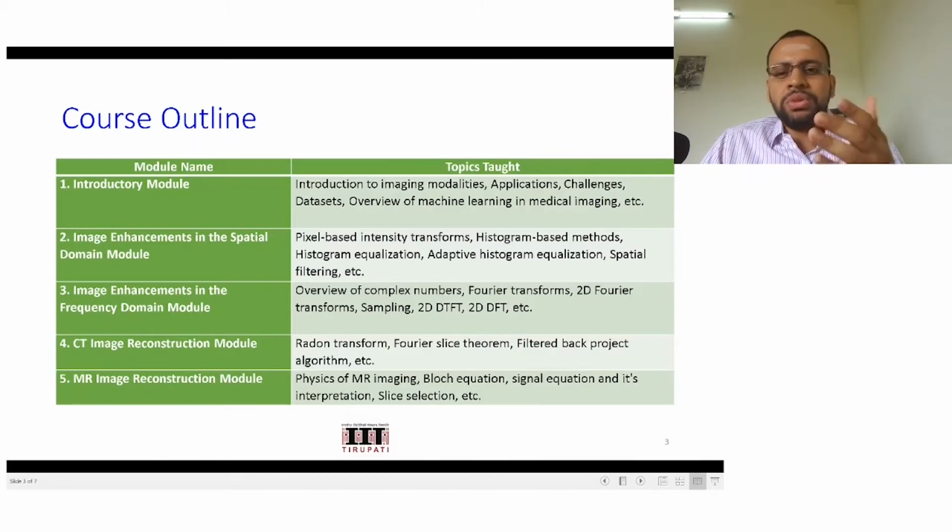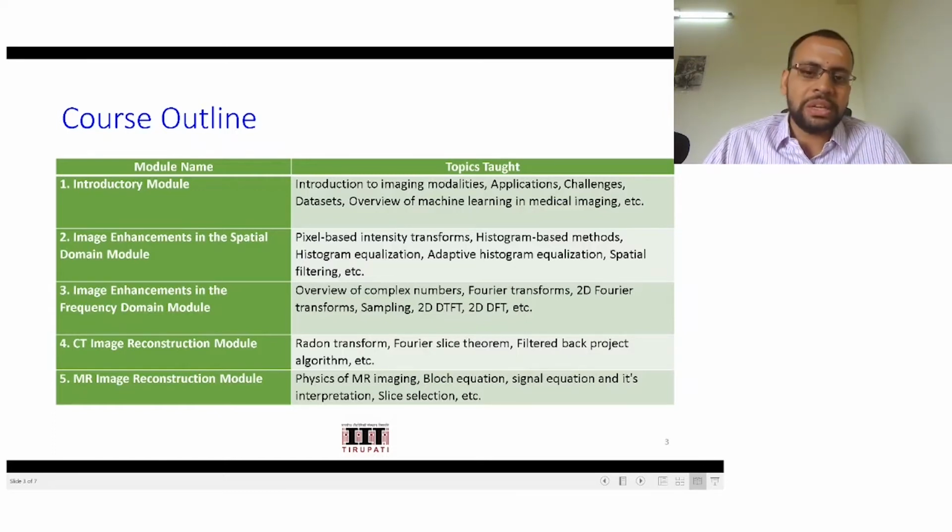And then we will again have one lecture at the end of this course where we would be talking about an overview of machine learning in medical imaging. Other than that, this course as such won't be talking anything in particular about application of machine learning to medical imaging. Rather, this is more focused on dealing with the fundamental algorithms and methods about medical imaging.